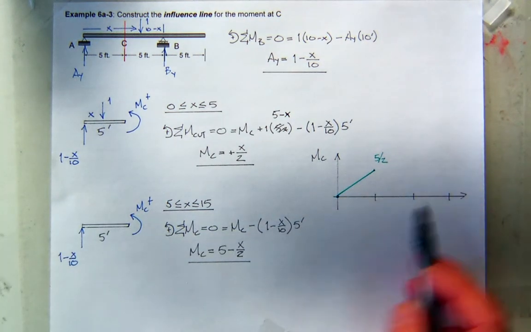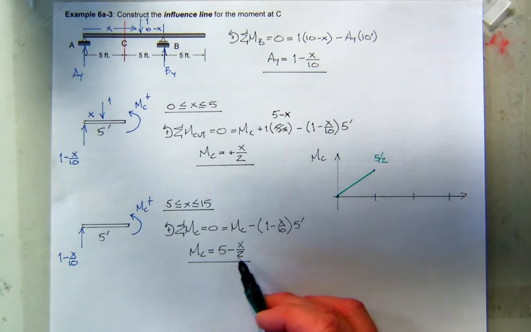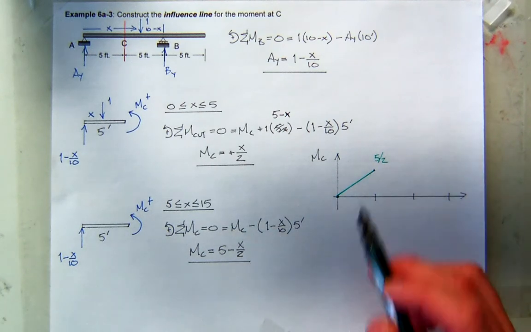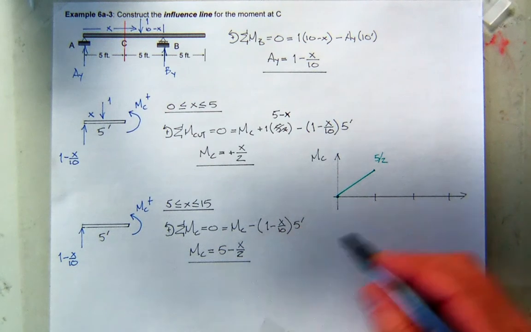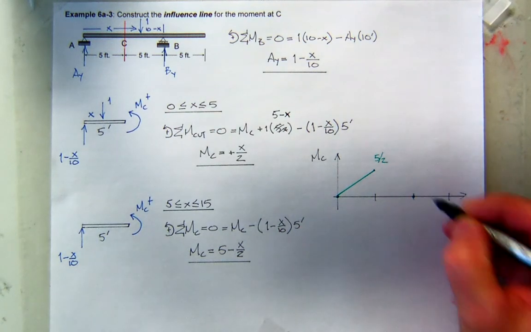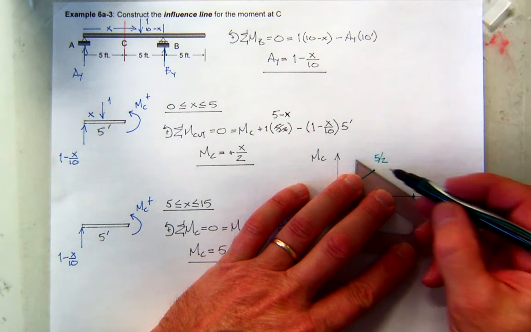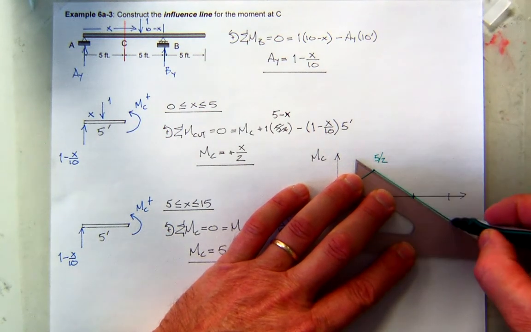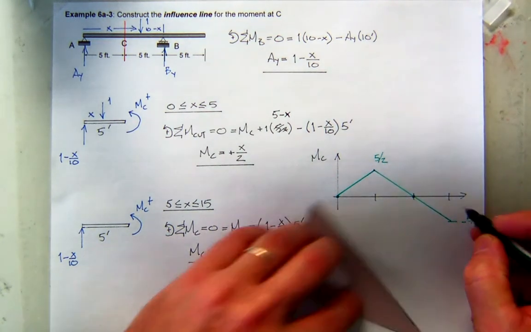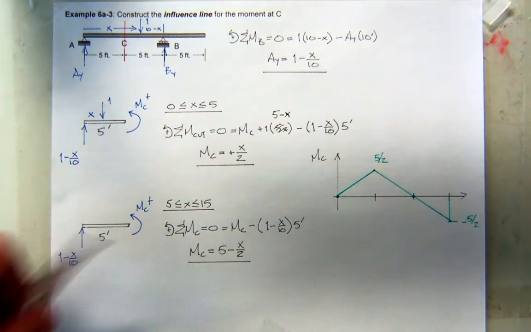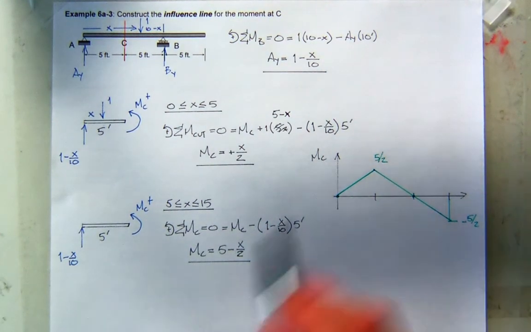Now from 5 to 15, this is what I put in. So I start with this equation at x equals 5, and I get 5 halves. So it does match. I plug in 10, what do I get? 0. And I plug in 15, what do I get? Negative 5 over 2. So there's my influence line for the moment at C.